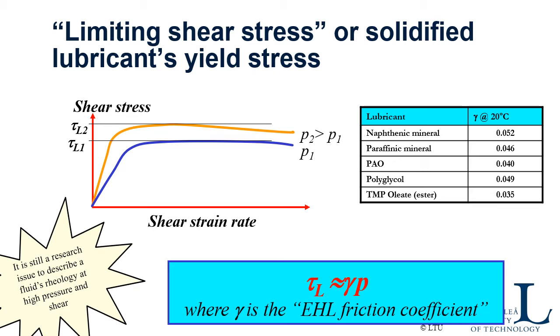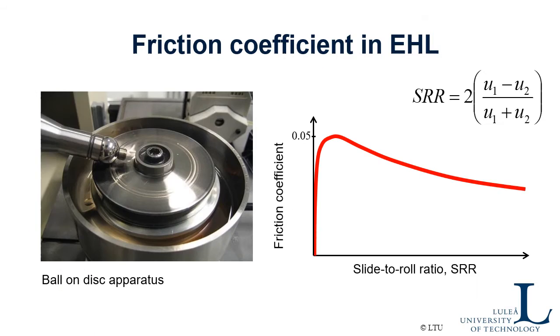But you can measure this limit for different lubricants, and normally you see a trend like this, that the typical mineral oils have a higher number than an ester, for example. So the limiting shear stress is simply this gamma number multiplied by the pressure. So this could be said to be an EHL friction coefficient. If you want to take a number for a certain oil, you can use this table, but it varies very much depending on the operating conditions.